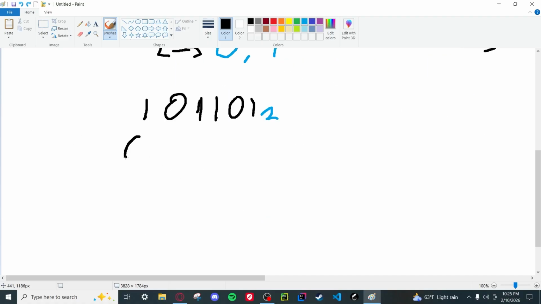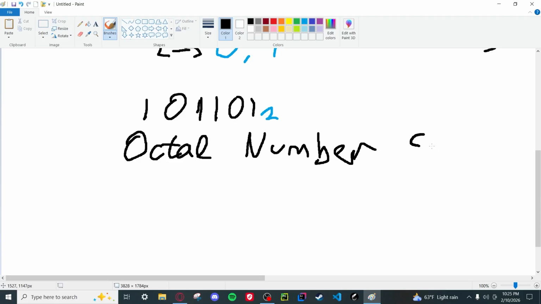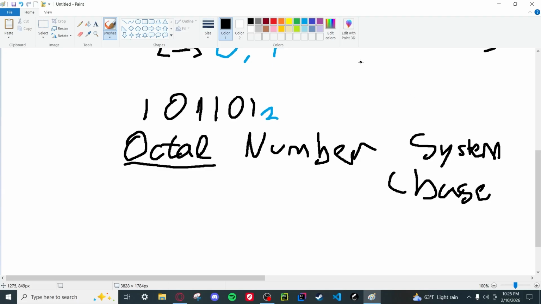Now, the next one that's really common too, for the UILCS course, is the octal number system. You can start to pick up a pattern now, right? Octal, 8. An octagon has 8 sides, that kind of thing. Here we're going to write in base 8.